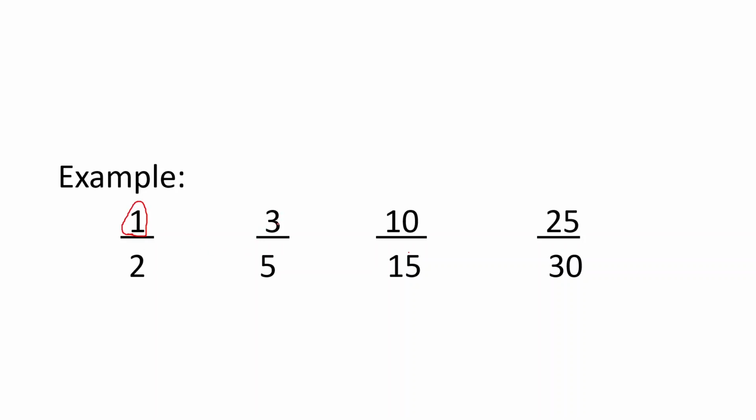Next, let's look at this fraction. We have here 3/5. Which is the smaller number, number 3 or number 5? Okay, it's number 3. That's number 3, the smaller number. Is that the numerator or the denominator? Okay, the smaller number is the numerator. Next example, we have here 10/15. That smaller number, is it the numerator or denominator? It is the numerator. And the last example we have here 25/30.